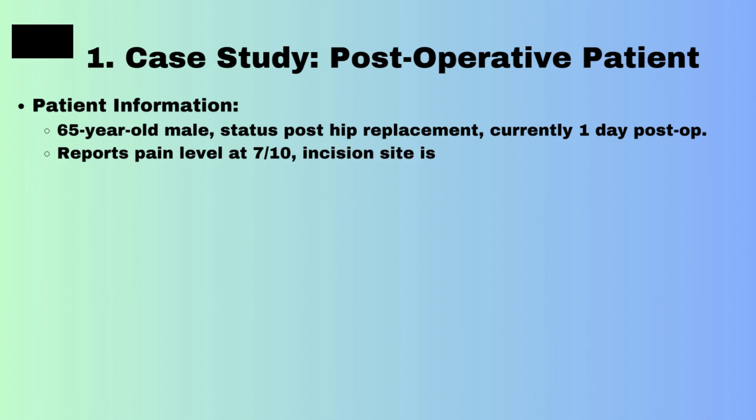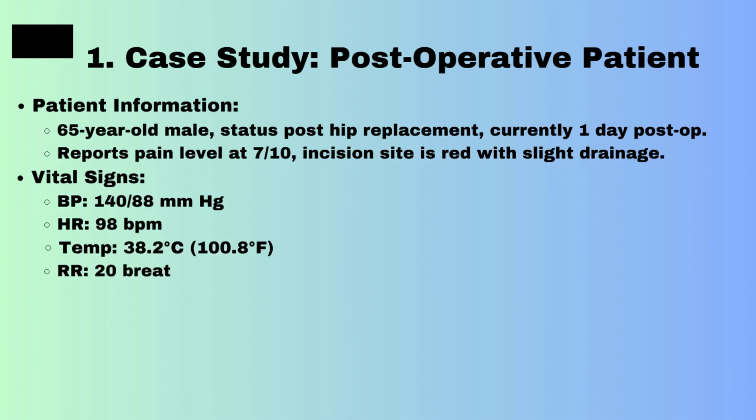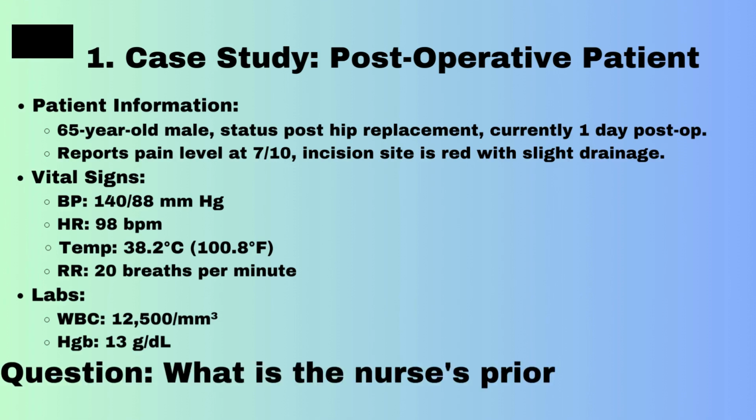Vital signs. BP, 140/88 mmHg. HR, 98 BPM. Temp, 38.2 degrees Celsius, 100.8 degrees Fahrenheit. RR, 20 breaths per minute. Labs. WBC 12,500/mm³. Hemoglobin 13 g/dL. Question. What is the nurse's priority action?